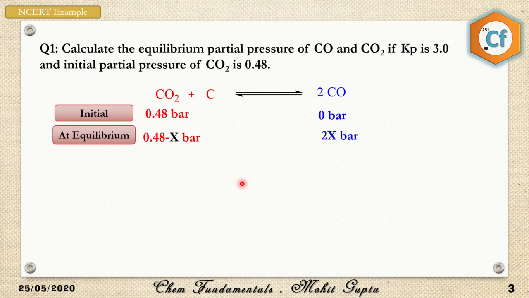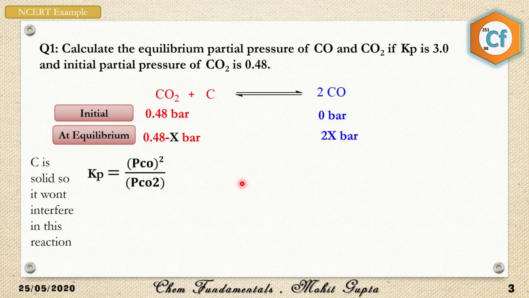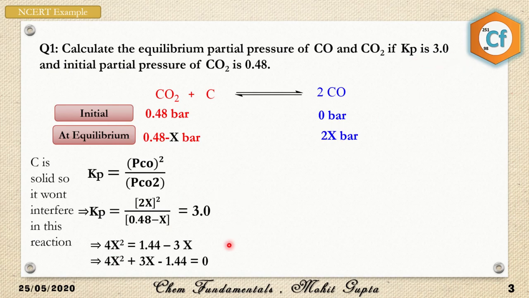Okay, so the next step is you have to write down the value of Kp. The formula of Kp is the partial pressure of carbon monoxide raised to power 2 divided by the partial pressure of carbon dioxide. Now substitute the values at equilibrium. It would be (2x) raised to power 2 divided by (0.48 minus x), which equals 3.0. The value of Kp is already given to us. Now we have to simplify it.